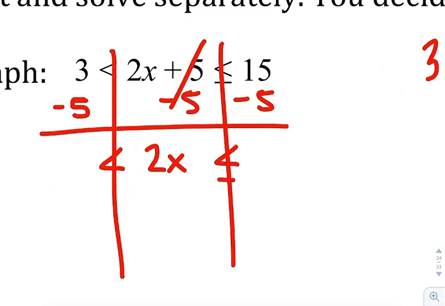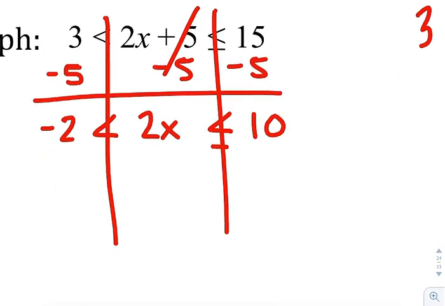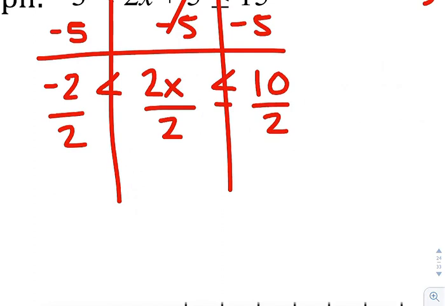You just bring down your signs. 3 minus 5 is negative 2. 15 minus 5 is 10. And then you just keep going. You just have to remember you're doing it to actually three places and you're working from the middle out. Still trying to get x by itself, so the last step is going to be to divide by 2. And we get negative 1 is less than x, which is less than 5.